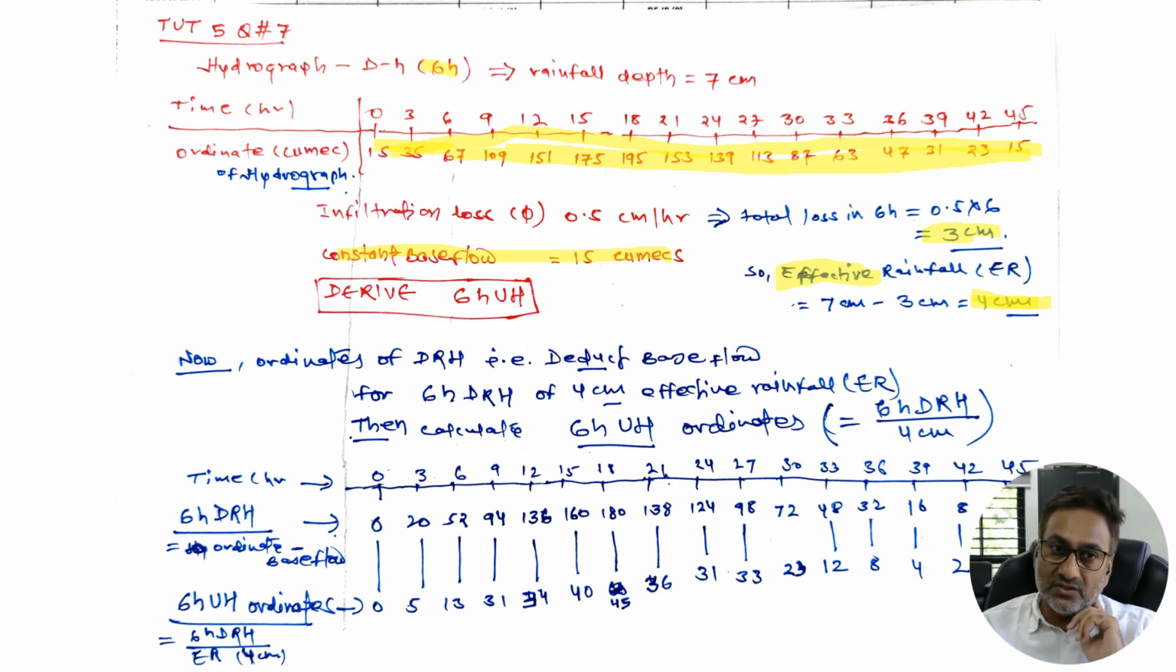If we need to change this time duration, then we have to adopt a different method, like the S-curve method or the superposition method, that we'll learn in some other video, but presently let's go to the next.